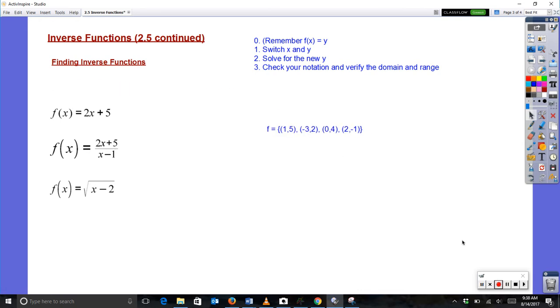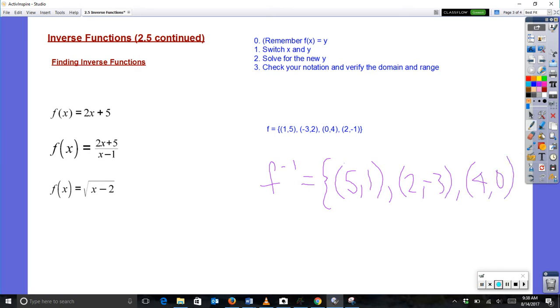And remember the definition of an inverse. What it is, it maps the domain of the original function onto the range of the original function, meaning it switches the domain and range, which really means it switches the x's and y's. So if I have a set of points, like I've got here, then its inverse is simply going to be the interchange of the x and y in each of those coordinates. So 5, 1, 2, -3, 4, 0, and -1, 2.